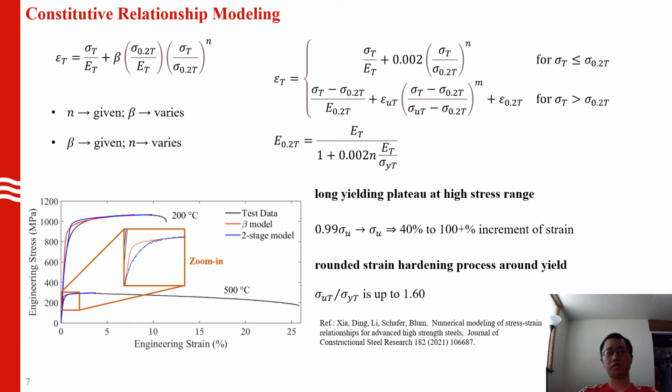Here we show an example at the bottom left, where for the 200-degree cases, both models cannot provide an accurate fit, and for the 500-degree cases, the two-stage model can provide an accurate fit, while the one-stage beta model still cannot provide an accurate fit. And these inaccuracies are caused by the unique characteristics of our HSS stress-strain curves.